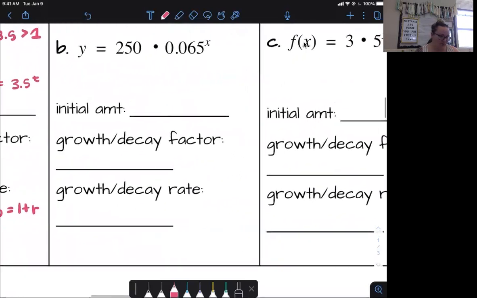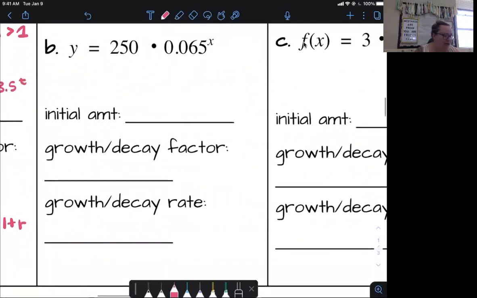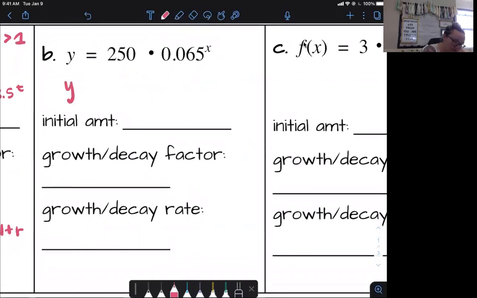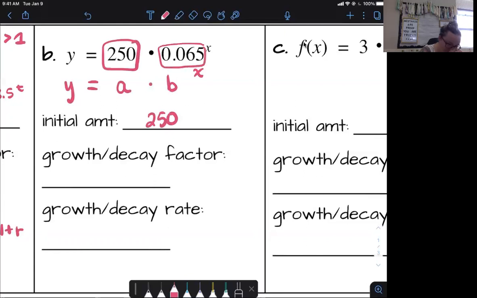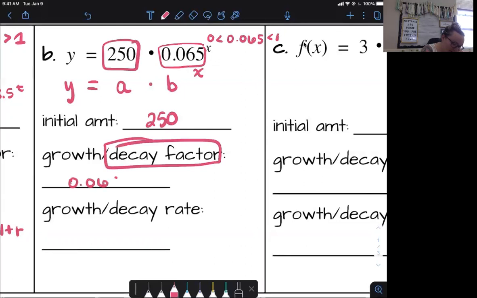All right, now actually I'll do part B with you. So for part B, again, our exponential models are always in the form of y is equal to a times b to the x. So we can see that a, our initial amount, is 250. B is 0.065, and 0.065 is less than 1 and greater than 0. So this time we have a decay factor. And our decay factor is 0.065.